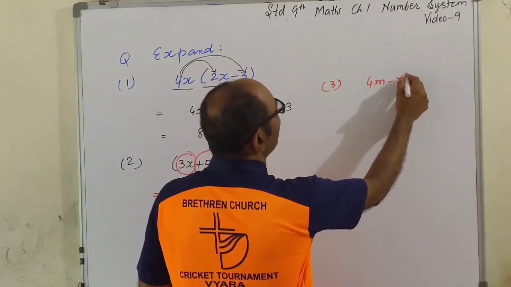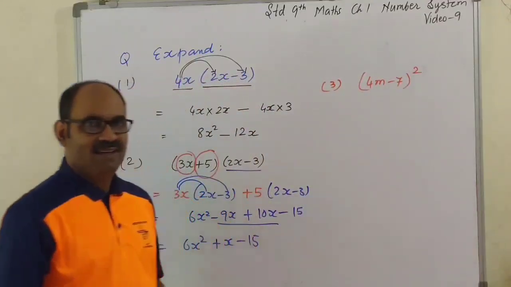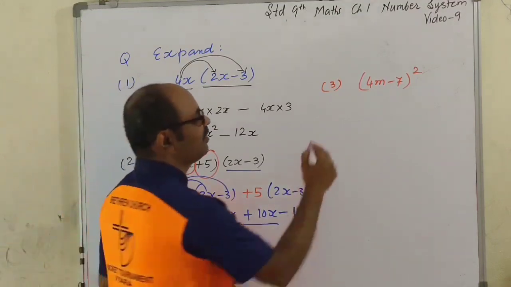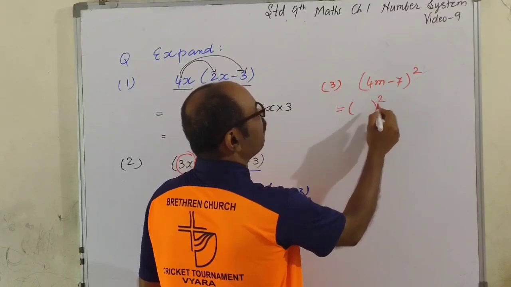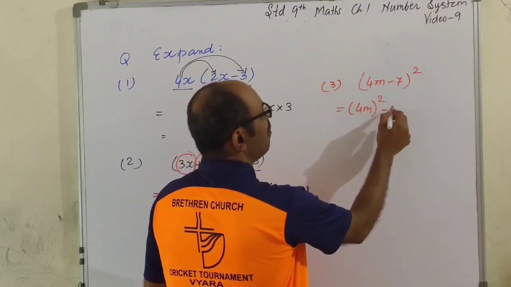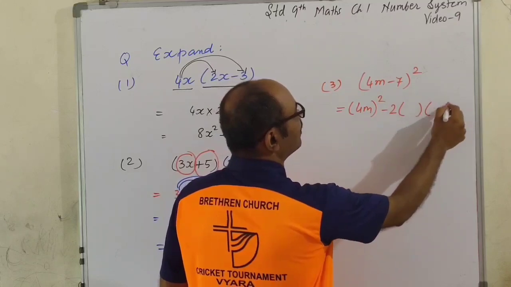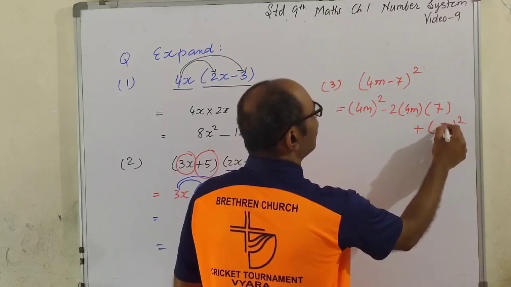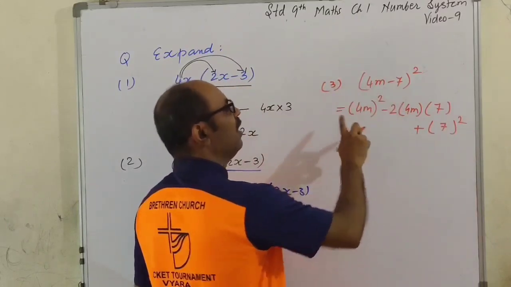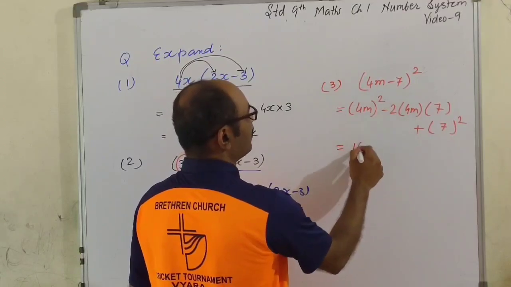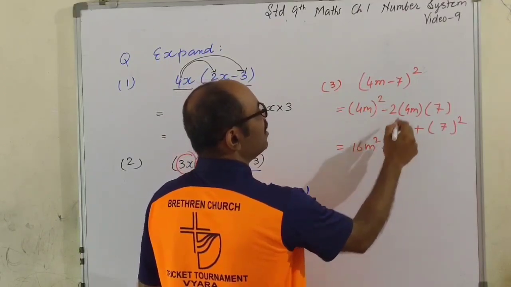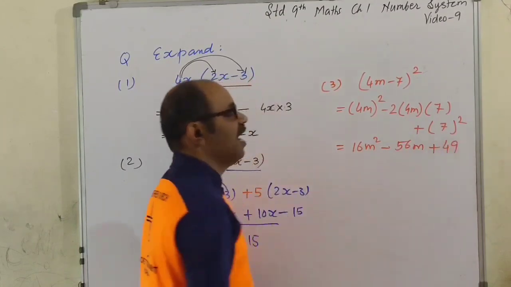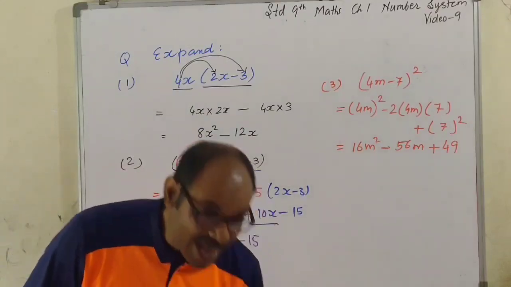4m minus 7 whole square. बोलिए, what kind of expansion is that? Square of binomial. So what is that expansion? For a square, first term square, that is 4m minus 2 into first term into second term. First term is 4m, second term is 7, plus second term square, that is 7 square. यहां साइन नहीं देखना है, ये फॉर्मूला ही है. स्क्वायर ऑफ 4 16, square of m square minus 8 7s are 56, m plus 7 square is 49. So this is how you have to expand.